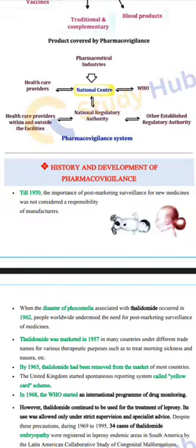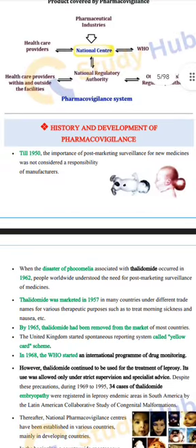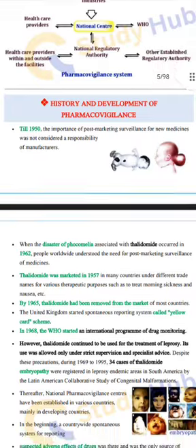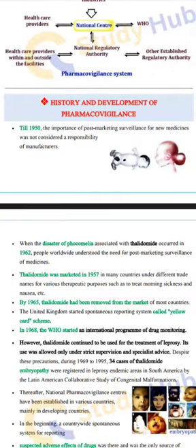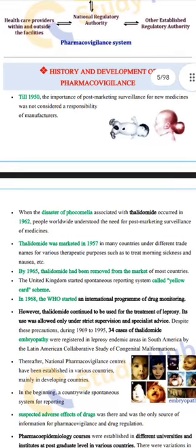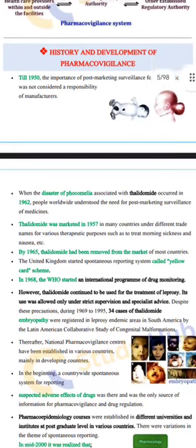So coming to the history and development of pharmacovigilance, how it has evolved and what its history is, we are going to discuss in this topic. Till 1950, the importance of post-marketing surveillance for new medicines was not considered a responsibility of manufacturers, because they were not aware of adverse drug reactions. When the disaster of phocomelia, a malformation or deformation of babies or newborns associated with thalidomide, occurred in 1962, people worldwide understood the need for post-marketing surveillance of medicines.